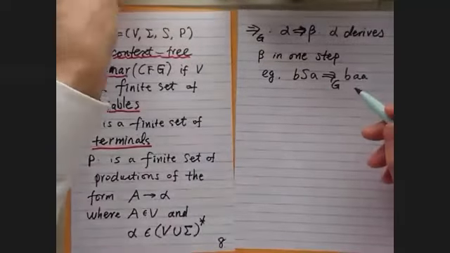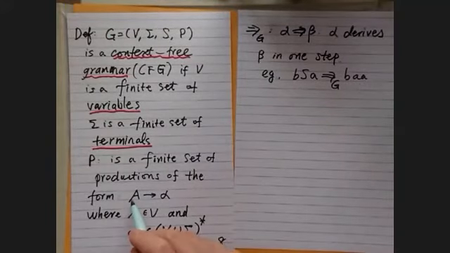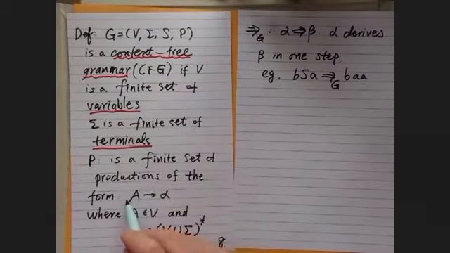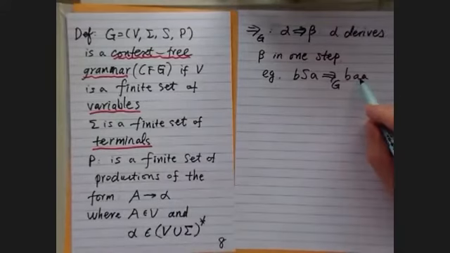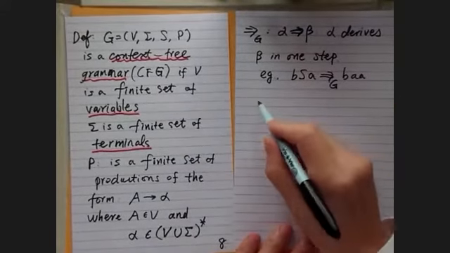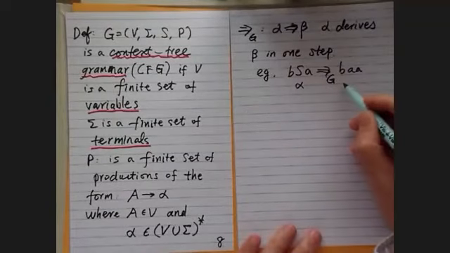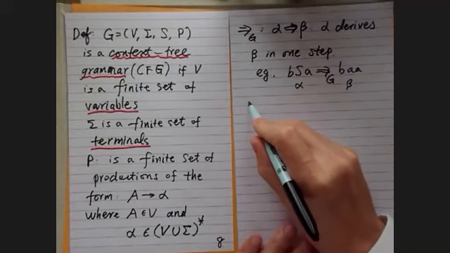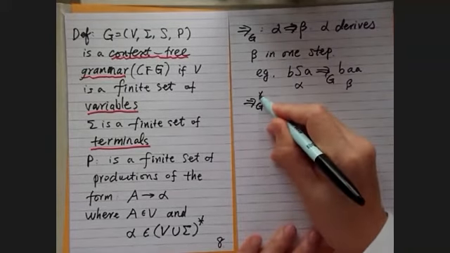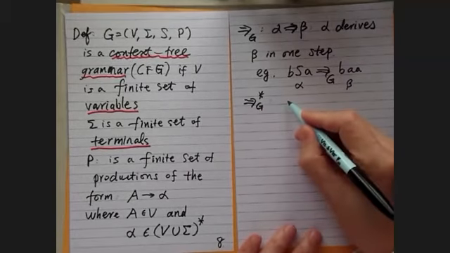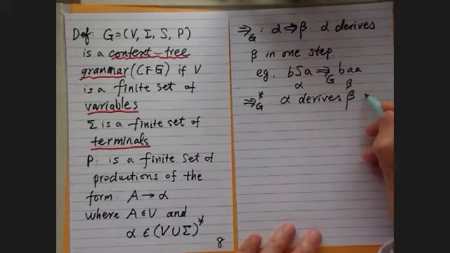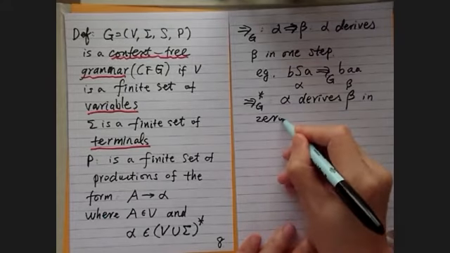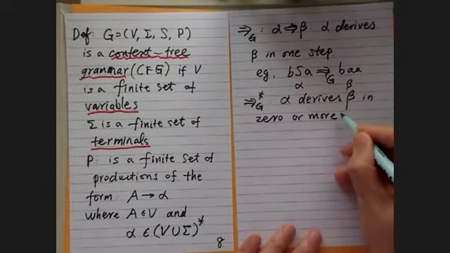All right, terminals don't change. You just have a single variable on the left, called context-free, because you don't have two variables there. Context-free really means a single variable on the left in the production. So that alpha will generate beta, right? And another definition is the same, but with a number of steps. Alpha derives beta in zero or more steps.